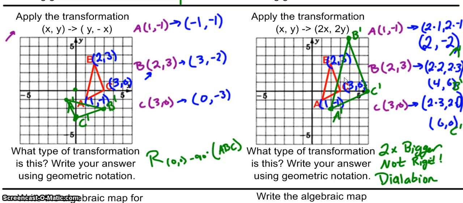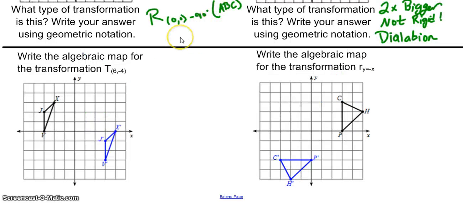Before we wrap up, let's look at the bottom 2 questions. These last 2 questions ask us to work backwards, to write the algebraic map for the transformation that we're given here. So in this first one, we've got a translation, 6, -4. That's in this graph below. Or over here, we've got a reflection over y equals -x, again in the graph below. So the first and most important thing when we're trying to work backwards is, just like before, to write the coordinates of both the image and the pre-image for both of these. So like X would be at the coordinate -2, comma 3.